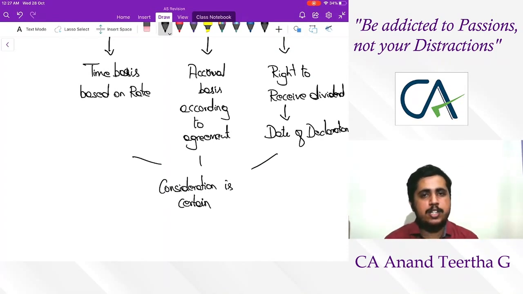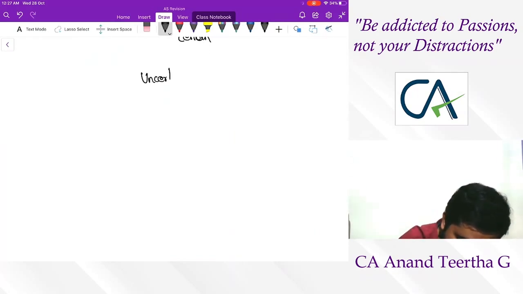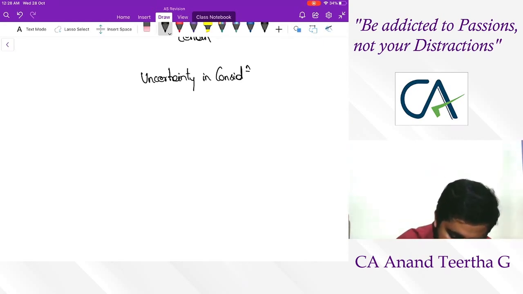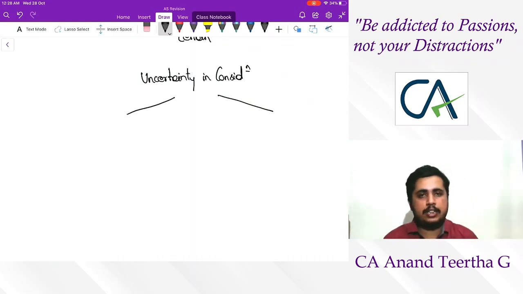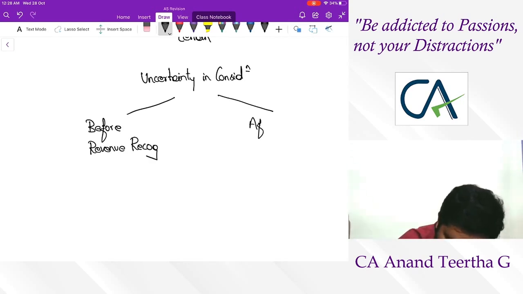Now, in all these things we discussed, one simple line was there, that consideration should be certain. So now the last segment of AS9 is what happens if there is uncertainty in consideration. If consideration is uncertain, what should I do? It is very important that I break that uncertainty into 2 points: one, before revenue recognition, and two, after revenue recognition.